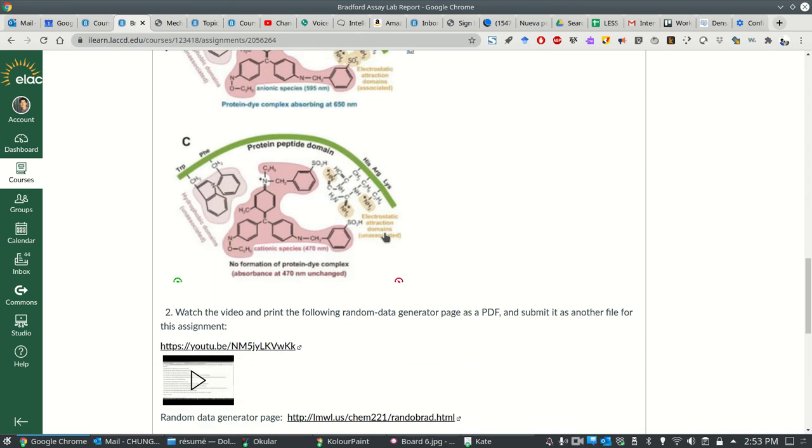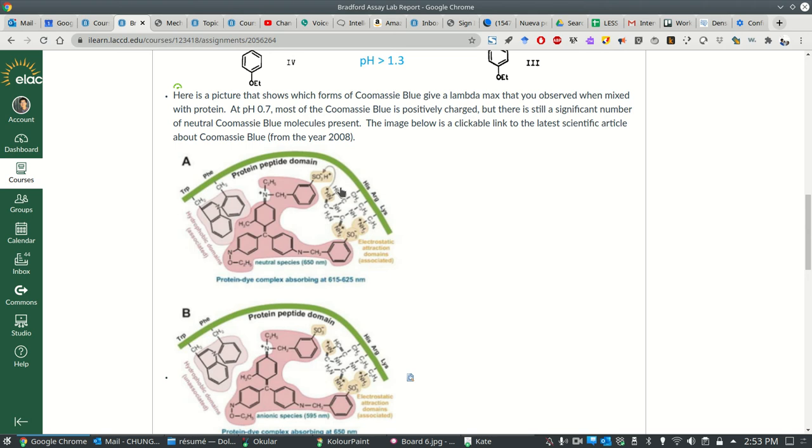We are not looking for the absorbance at 470 nanometers because 470 nanometers is the color or the wavelength of the dye even without the protein. So we're definitely not looking for that, right? So this is what we are looking for.